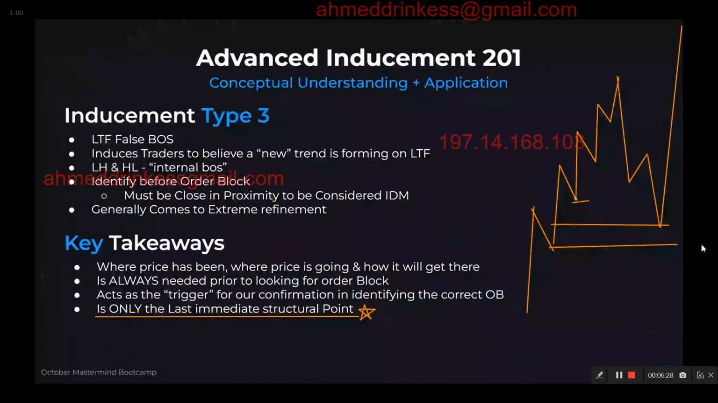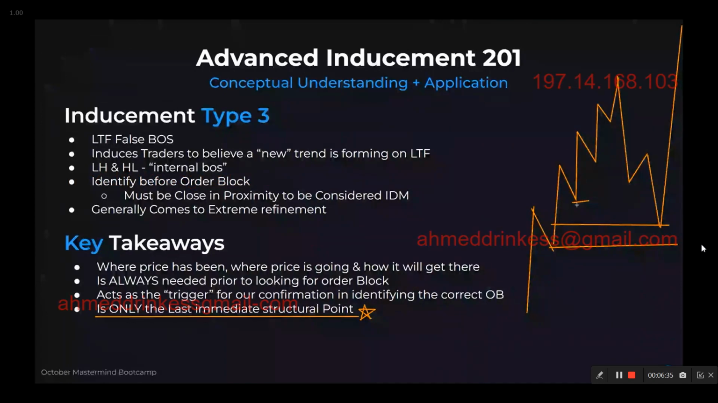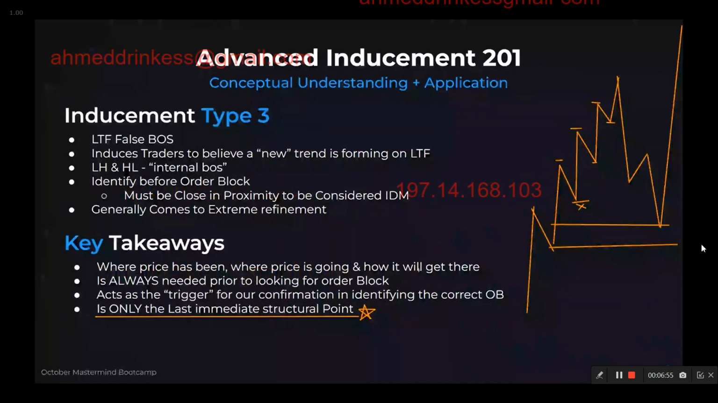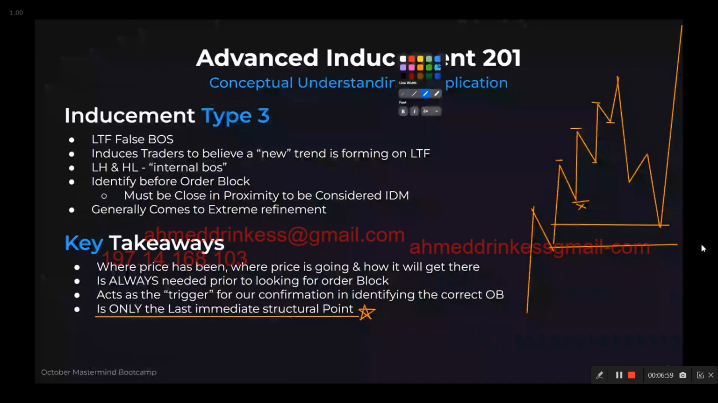Is this an inducement right here? Anybody? Is this an inducement? Even if you don't know, take your best bet. No, this is not an inducement because this is structure that already happened. So where is the inducement then? Inducement only relates to relevant structure.